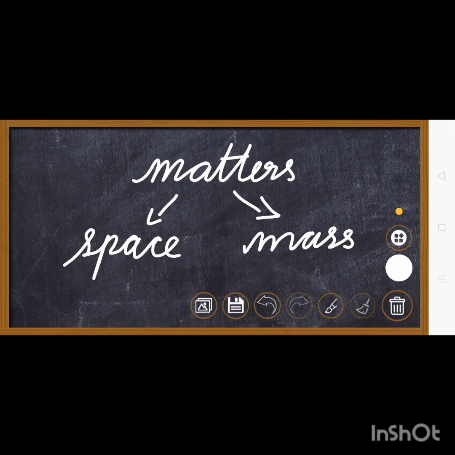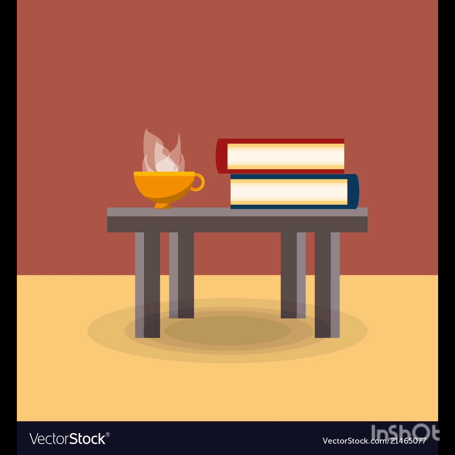So we are going to discuss this matter. When we say a thing is matter, it should have certain conditions. As I mentioned, it should have two conditions: one is space and another one is mass. Let us discuss what these conditions mean. Can you see the image there? What image is shown? You have a table, books, and a coffee cup, right?